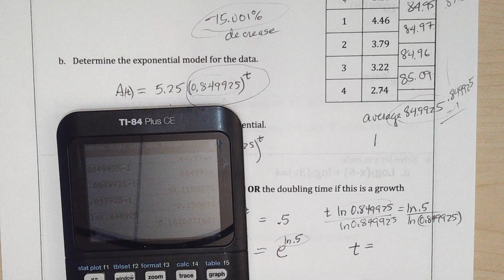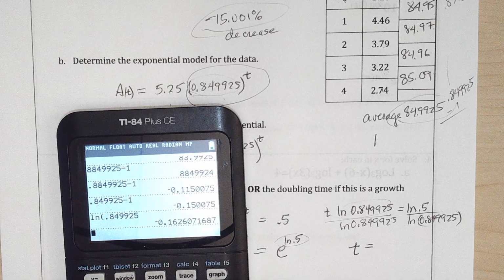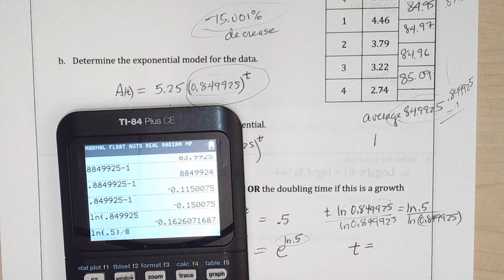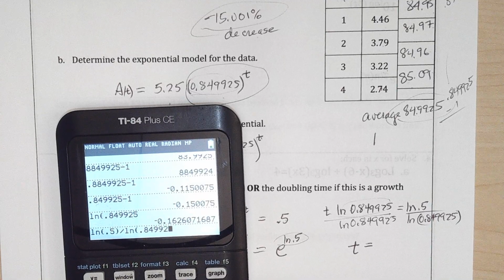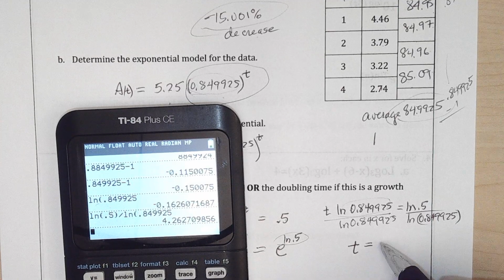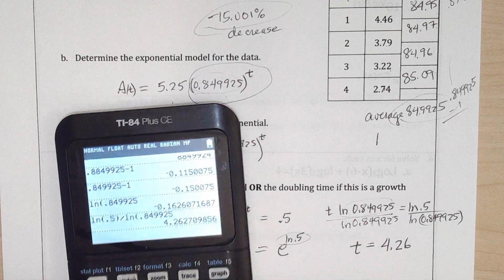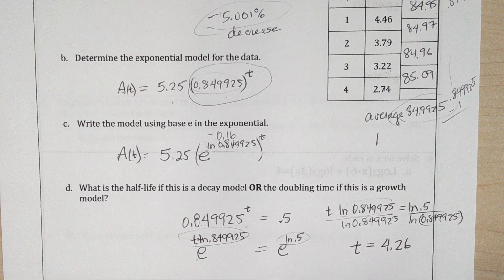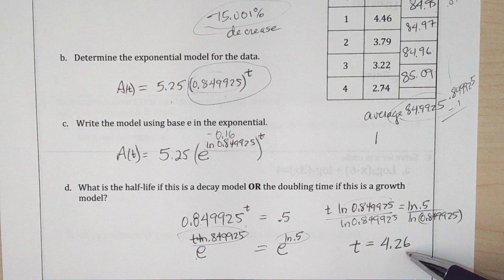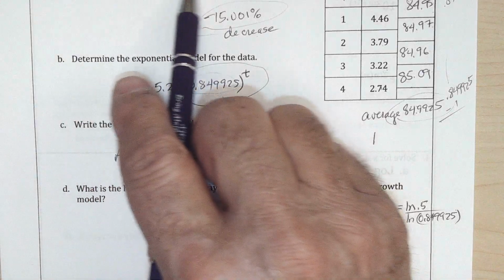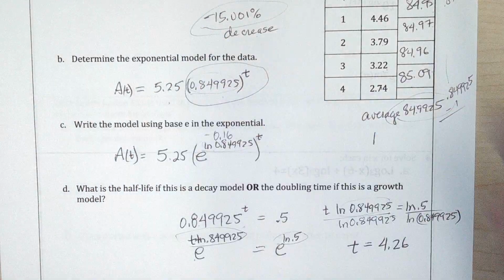Let's see what that comes out to be. ln 0.5 divided by ln of 0.849925. It's going to take about 4.26. To go to half, not double, to be half. 4.26, t is in years.